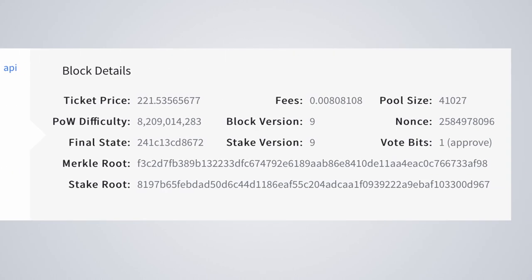In the last part of the block header, we'll look at the block details, which include the price of a ticket purchased during the creation of this block, the total fees for the block, the ticket pool size at the time the block was produced, the proof of work difficulty, the software version for both proof of work and proof of stake, the final state, which is the final state of the lottery selection process used to determine which tickets voted on the current block, the nonce, which is an abbreviation for number only used once, refers to a solution that the blockchain miner needs to discover in order to produce a valid block. And finally, the vote bits, which is either a number value of 1, the block was approved by proof of stake voters, or a number value of 0, the block was disapproved by proof of stake voters.